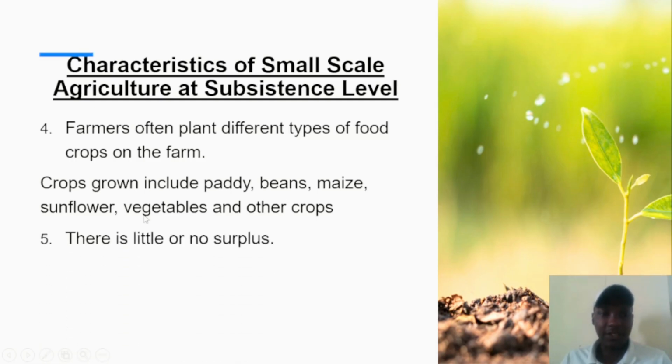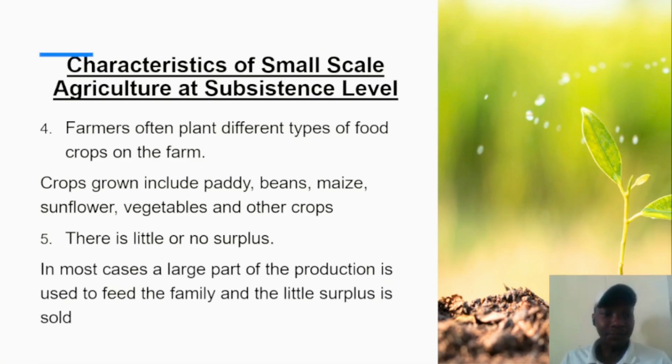The other characteristic is that there is little or no surplus. So, in terms of small scale agriculture, this subsistence level, as we said, is used mainly for consumption. So there is little or just no surplus obtained from the farming. In most cases, a large part of the production is used just to feed the family members, and the little surplus is just sold to gain some little income to manage the needs of the family.